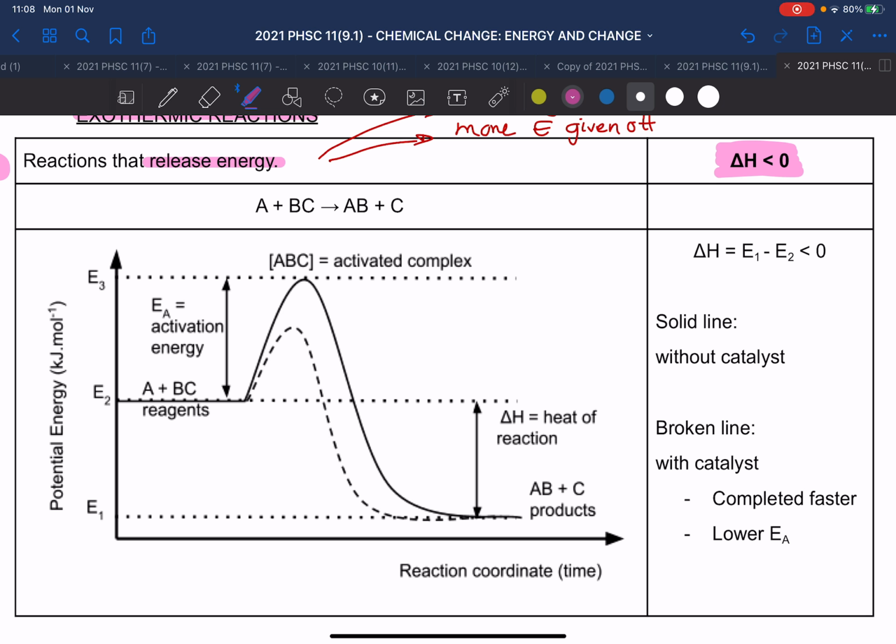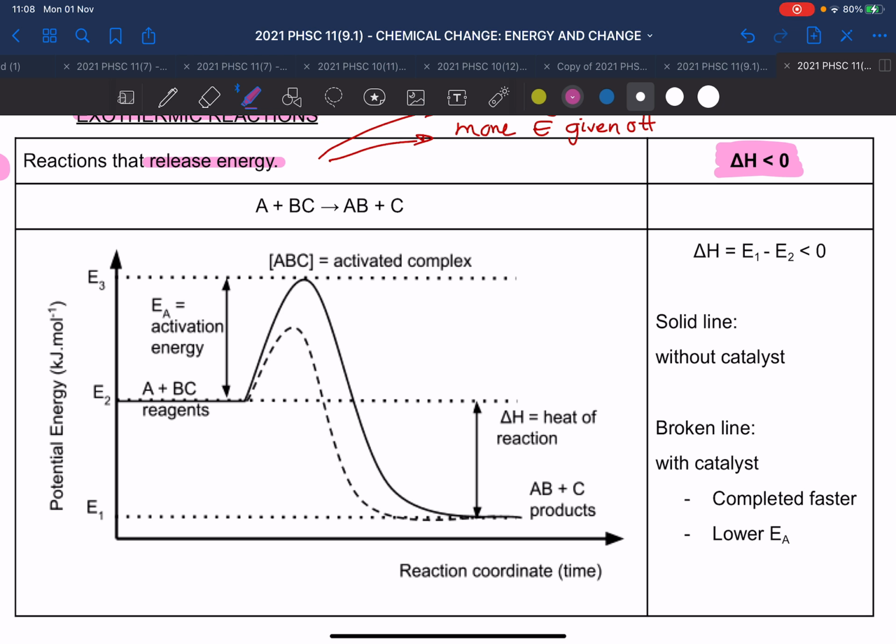In this graph, on the y-axis we have potential energy, and on the x-axis you have time, or reaction coordinate, as they call it, but that's basically the time. We start with the energy of the reagents. Then to break these bonds we need energy. We need activation energy, or dissociation energy, to break the bond, so the energy goes up. Then we have our activated complex, where all the bonds are broken and we just have the different pieces.